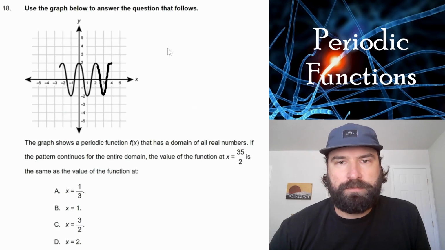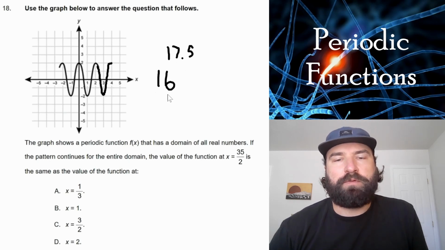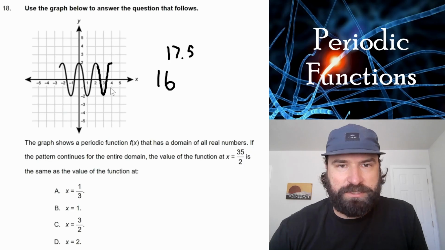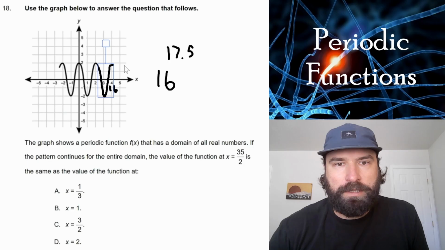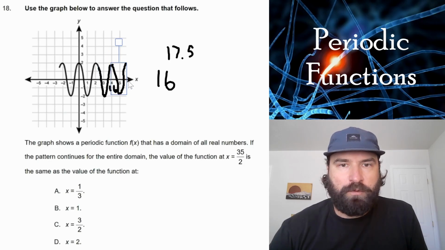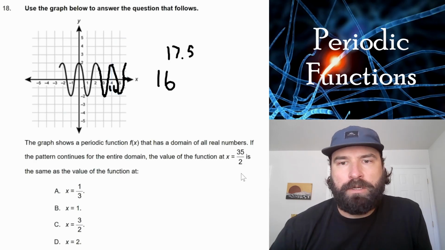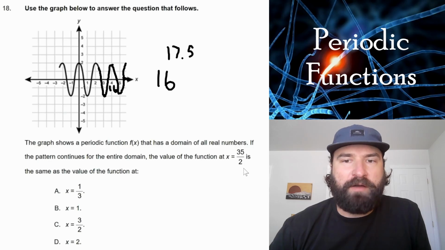35 over 2 is 17.5. So the closest even number I can come up with to that without going over would be 16. So if you think about 16, and let's just say that this was 16 for the sake of argument, the pattern is going to repeat again, and we need to get to 17.5. 17.5 would put us 1.5 past 16, or the nearest even number. So 35 over 2, which is 17.5, is 1.5 past 16, and 1.5 is 3 halves. So those should have the same value.